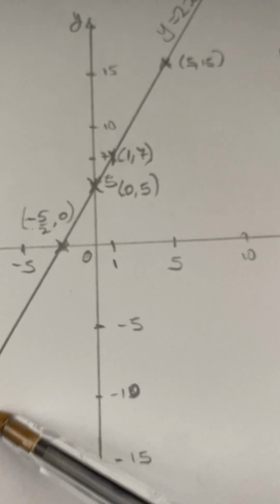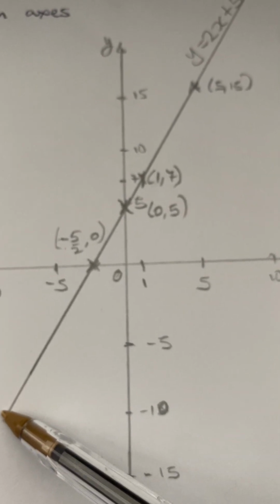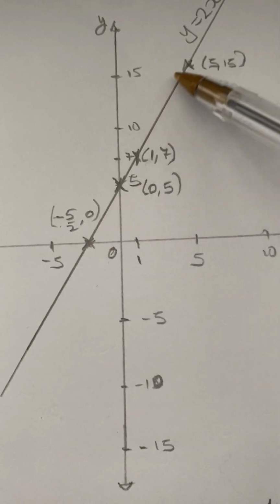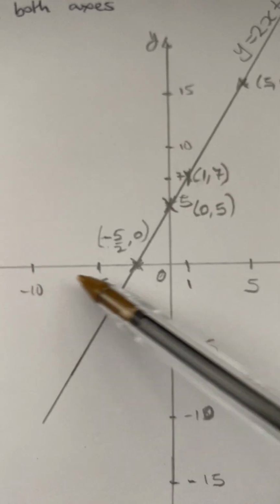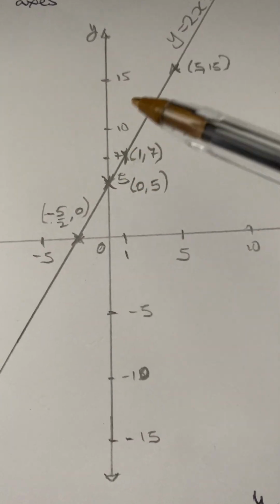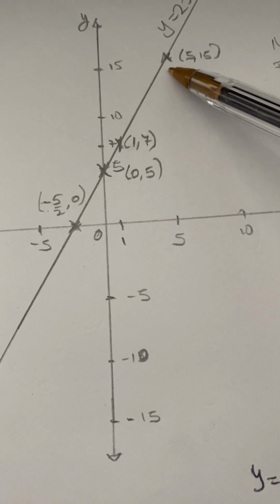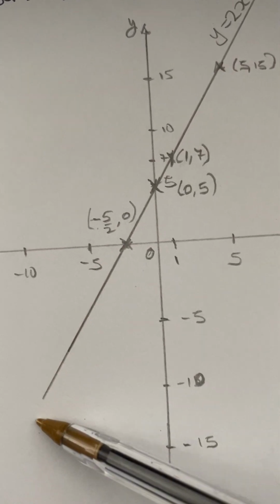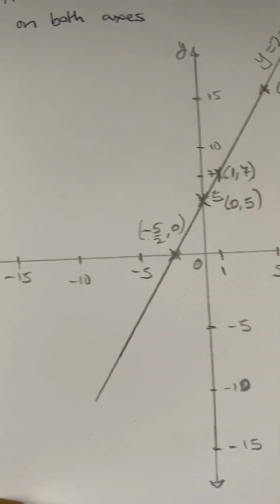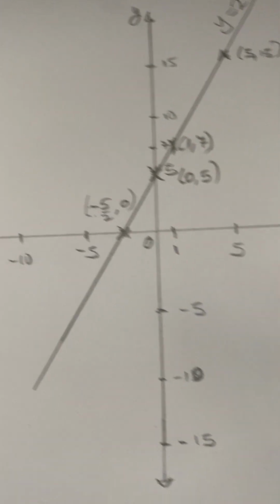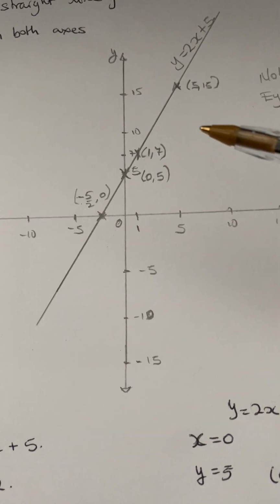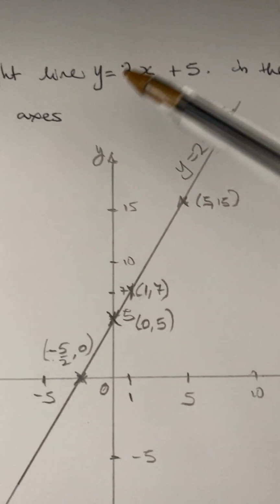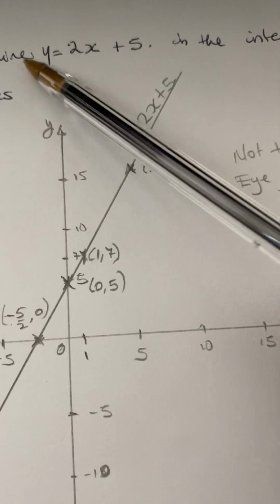So I have enough points now, 4 points, to draw the graph. They said I should draw it in the interval minus 15 to 15 on both axes. So I've drawn it here all the way. I can extend it a bit if I have to get to the minus 15 and 15, but this will be my line. So that is it. In this case, I've been given the equation.